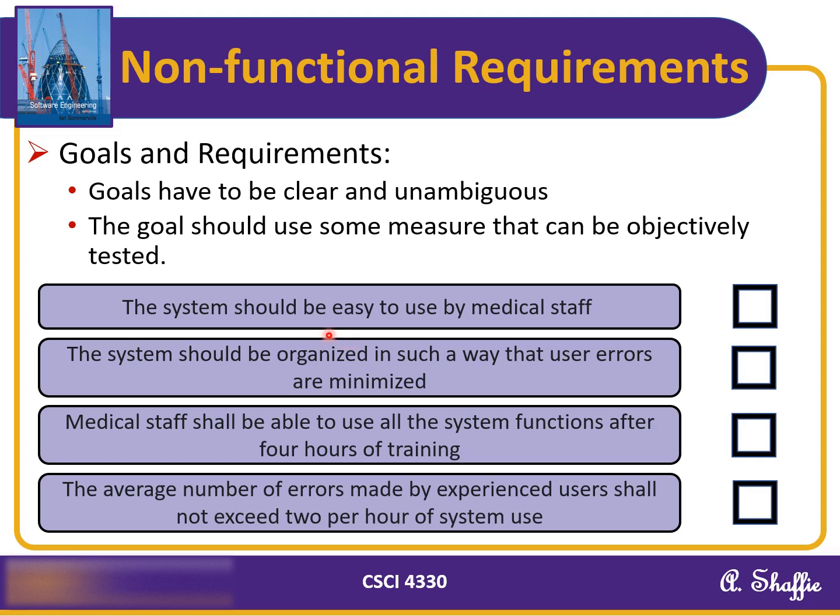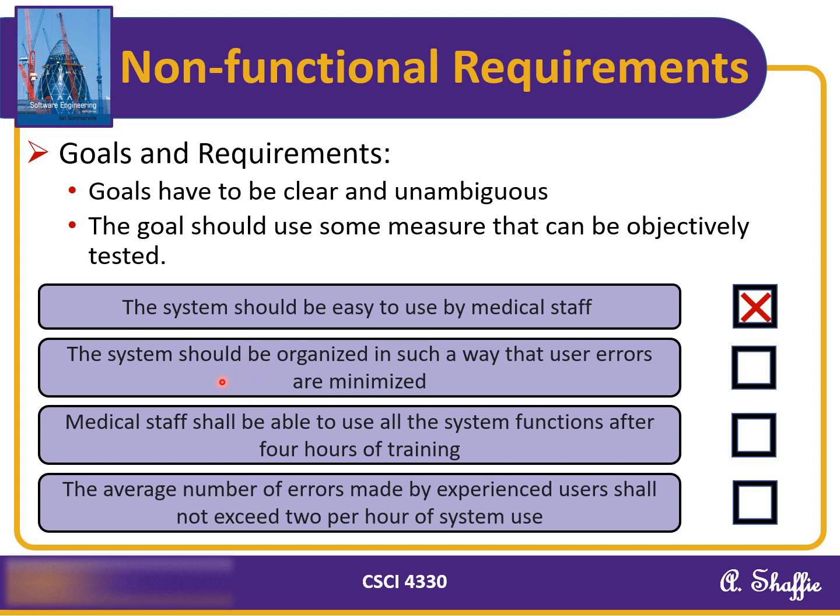The system should be easy to use by medical staff. What do you think about this statement? This statement is ambiguous. You shouldn't include something like this in your requirement specification. Why? You said it's easy to use. How will we measure how easy it is? There is no way to do that. This is why I said it's unclear, an ambiguous and unmeasurable statement.